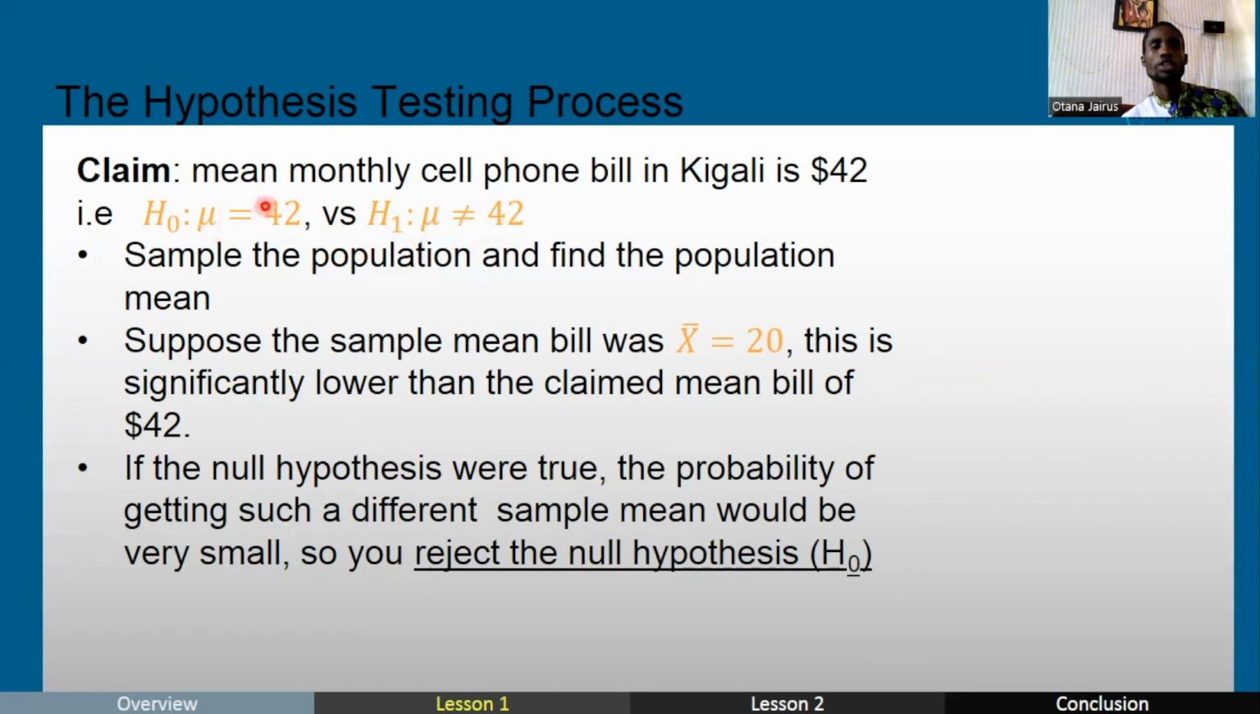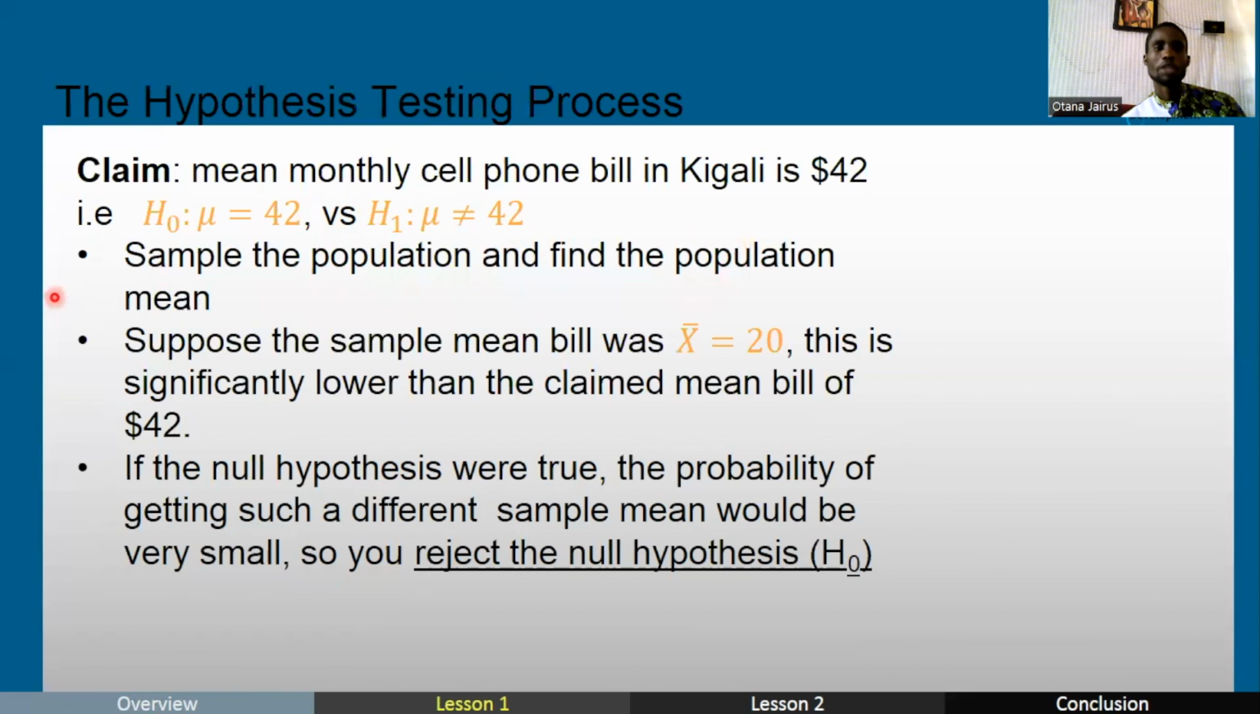Remember the conditions we said we shall be using for the null hypothesis. We said that a null hypothesis must include an equal sign. So the mean, which is mu, equals 42. And for the alternative hypothesis, we say that it does not have an equal sign. So mu is not equal to 42.